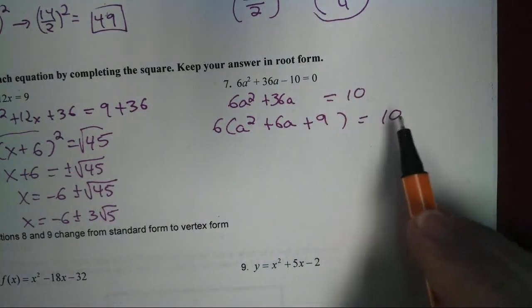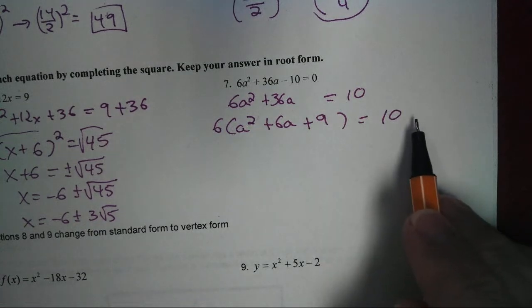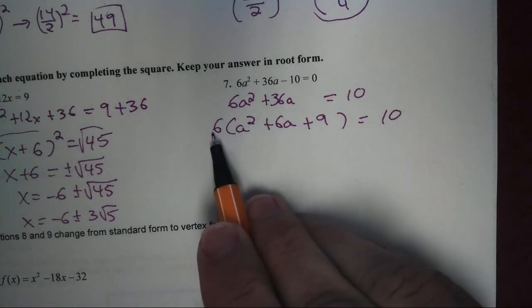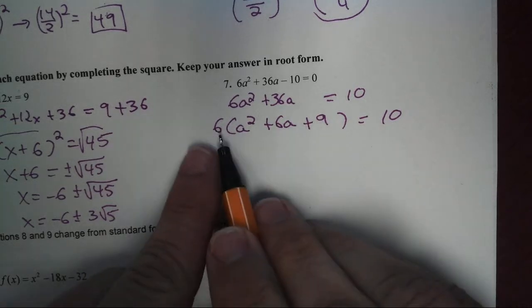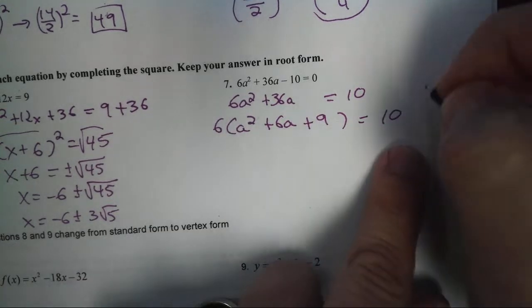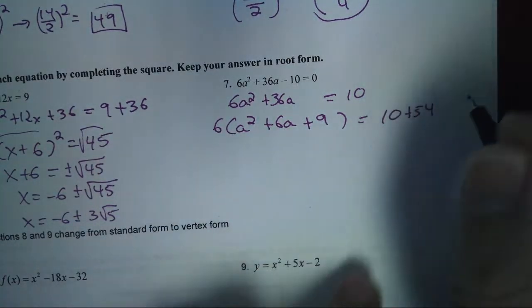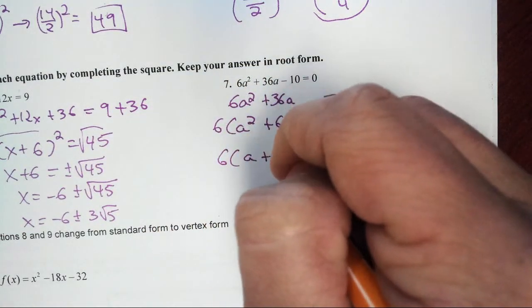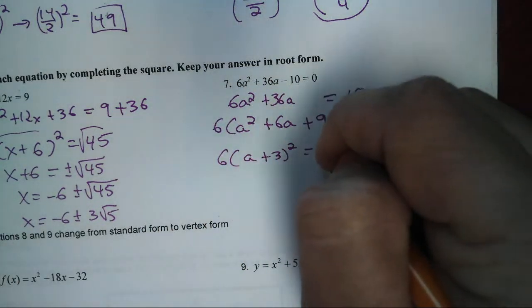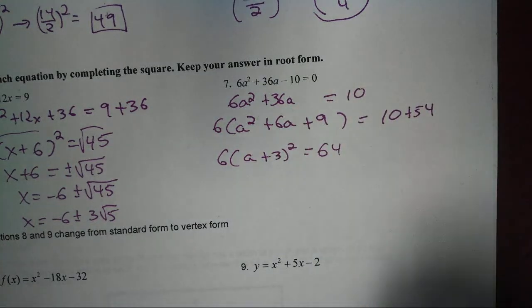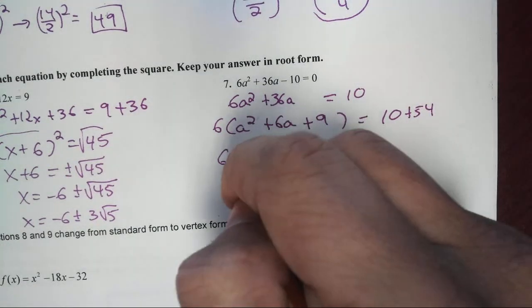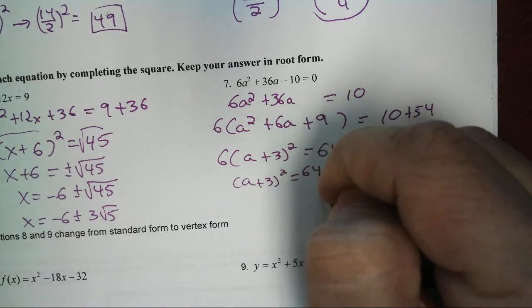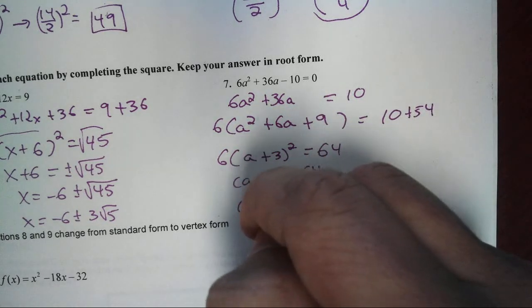But not too fast, because this over here gets a 9, but it's not really a full 9, because this 9 is really worth a total of 54, because 6 times your 9 is 54, so we put a 54 over on this side. Now we factor, so 6 times a plus 3 squared is equal to 64. We're going to divide both sides by 6, so a plus 3 squared is equal to 64 over 6.